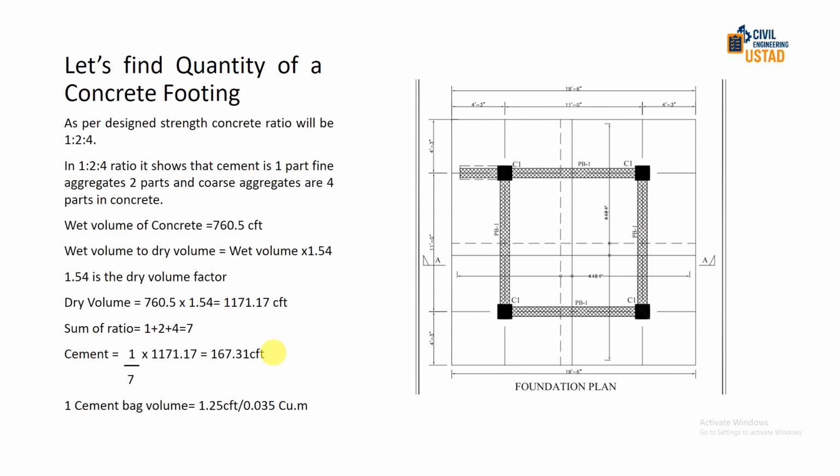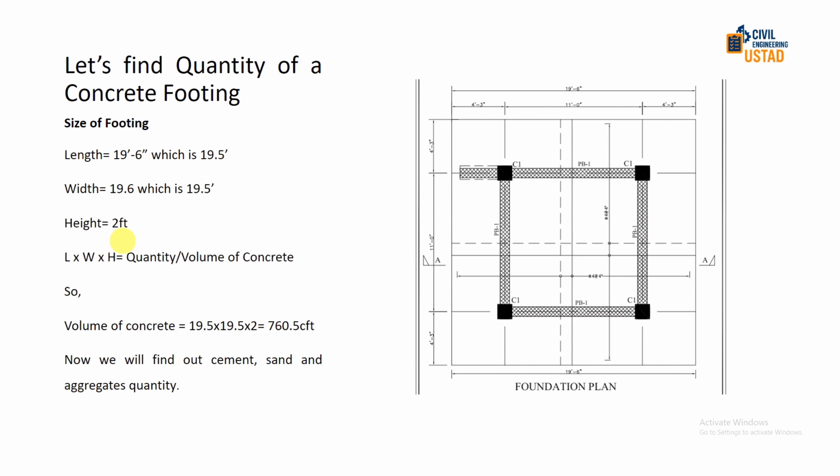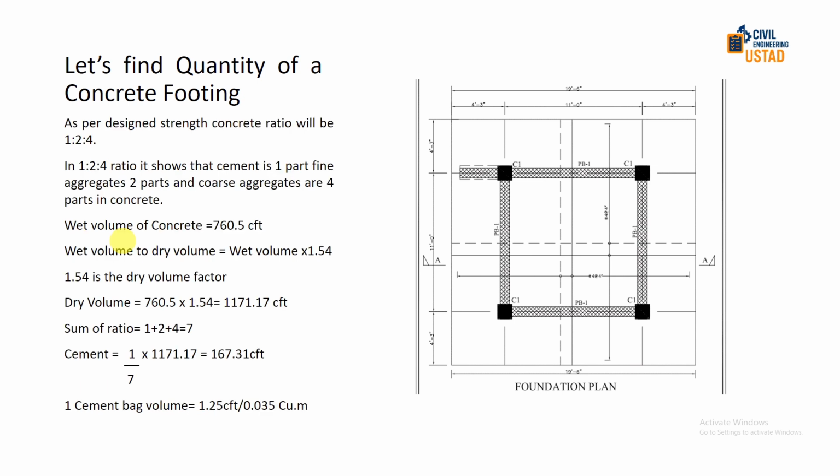As per design strength, the concrete ratio will be 1:2:4. In 1:2:4, it shows that cement is 1 part, fine aggregates are 2 parts, and coarse aggregates are 4 parts in concrete. The wet volume of concrete is 760.5 cubic feet. To convert this wet volume into dry volume, the factor is 1.54. So we will multiply the wet volume by 1.54. The dry volume is 760.5 into 1.54, which is equal to 1171.17 cubic feet.